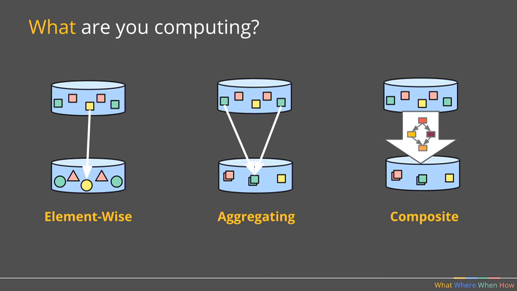Those are data transformations. They can be element-wise, like the filtering I mentioned, or they can be aggregating. Common aggregates, count, sum, group by key, they're all aggregates. And you can compose them, right? You can make really advanced transformations built on top of these two types of transformations.